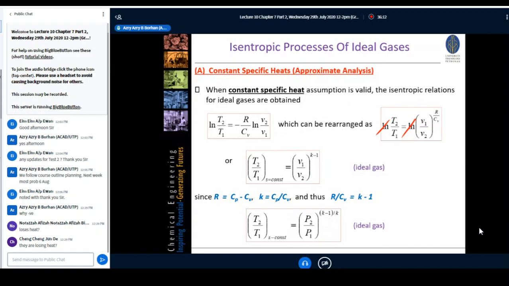Guys, for R over Cv, we know that R can be expressed as Cp minus Cv, whereas k equals Cp over Cv. So when you simplify and substitute these two into this equation, you end up with k minus 1, to the power of k minus 1 over here. Remember, this equation is only applicable if you have an isentropic process. This is from your first TdS, and the same thing also applies from your second TdS.